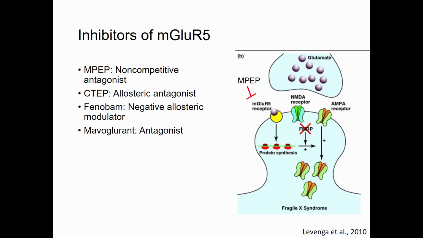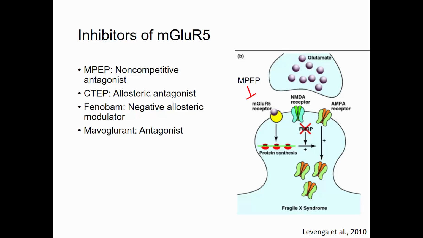So one thing that people have thought to do is, well, if you inhibit mGluR5 receptors, this will prevent this protein synthesis from occurring to begin with, and it'll try and compensate for the lack of FMRP. And thus you might be able to treat some of the symptoms.